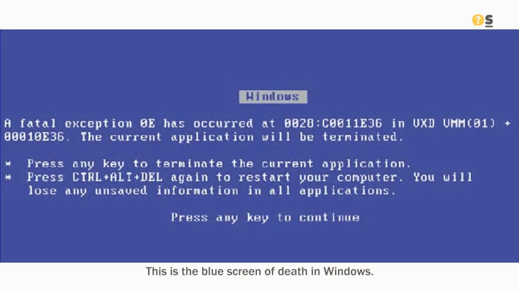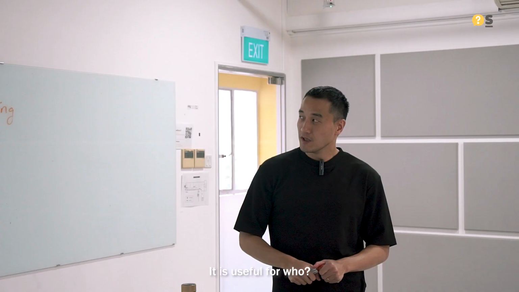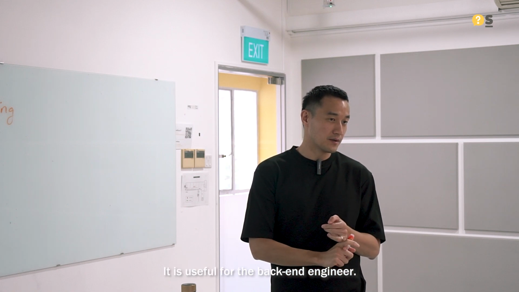This is the blue screen of death in Windows. When you read this, can you tell me what's going on? What happened with the computer? No clue, right? A fatal exception OE has occurred at this time in VXC VMM. The current application will be terminated. When I read this, I have no idea what to do. But they do have press any key to terminate the current application. Press Ctrl and delete again to restart your computer. You lose any information of applications. Press any key to continue. So this is also an error message. It is useful for who? It's useful for the backend engineer.